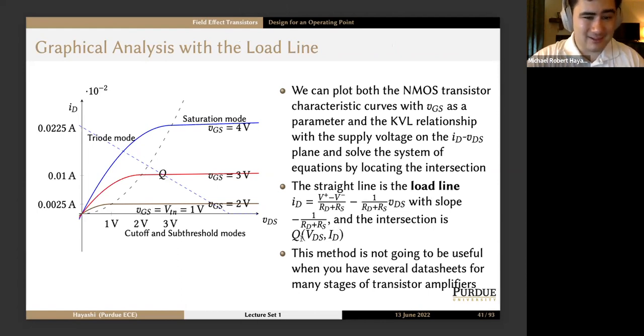So you can basically solve every single transistor in your circuit graphically. But again, nowadays we have billions and billions of transistors, or maybe you're making a small amplifier with 10 MOSFETs. This isn't going to be very useful when you're dealing with several data sheets and trying to extract all these curves and plot lines to figure out what you're doing when you have a many-stage transistor amplifier. So, we're not going to want to use the load line.